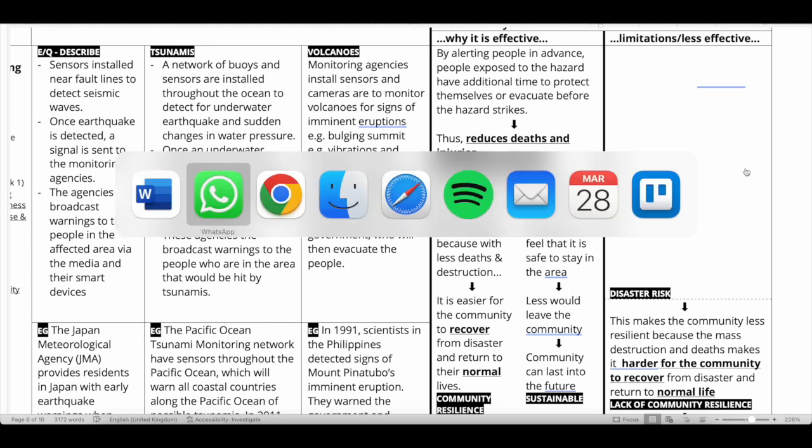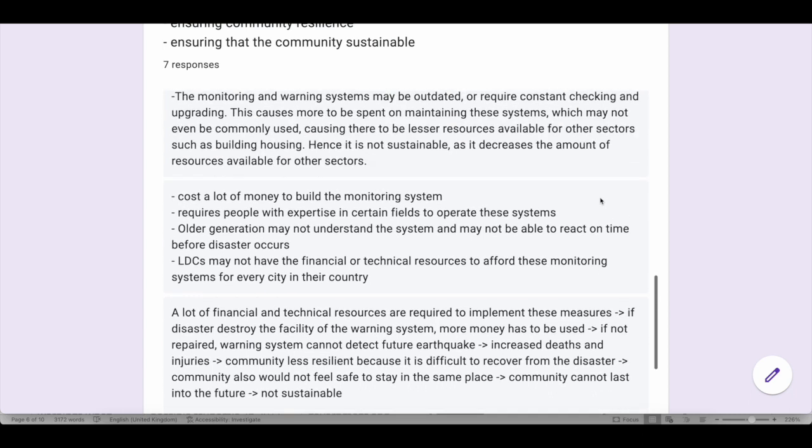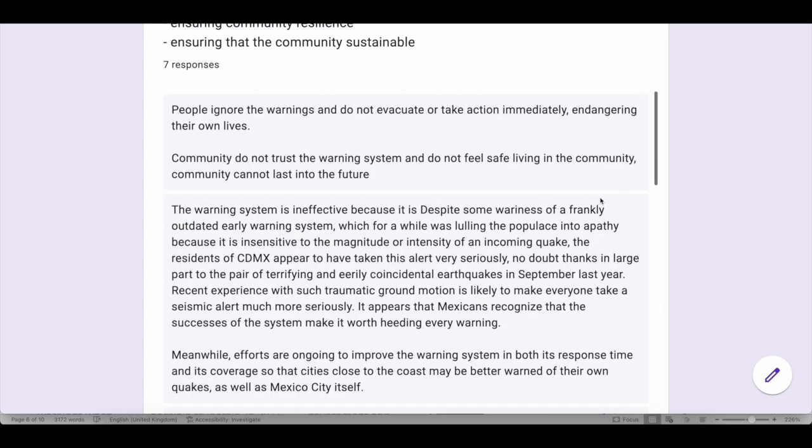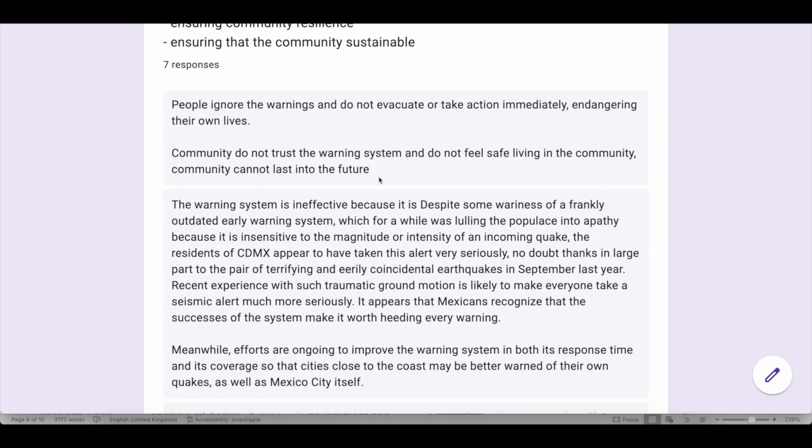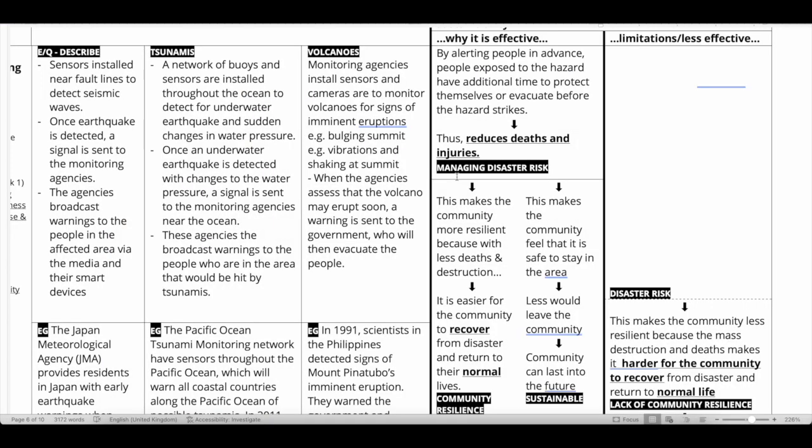In fact, some of you mentioned that people don't trust the warning system. So these are possible reasons, which we can definitely talk about, but let's focus on what you can work on.